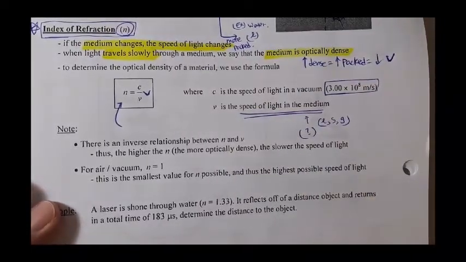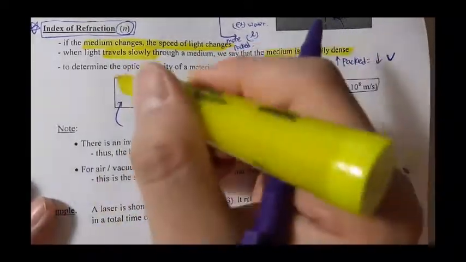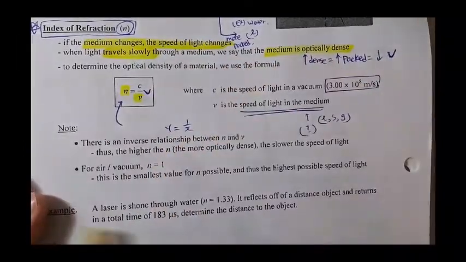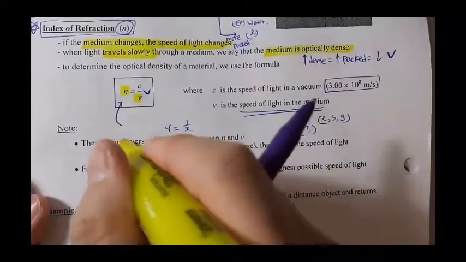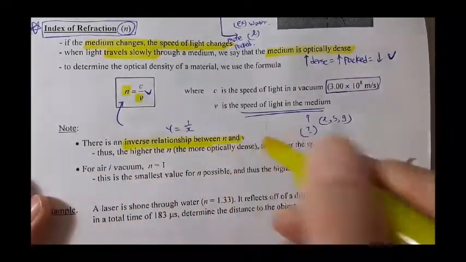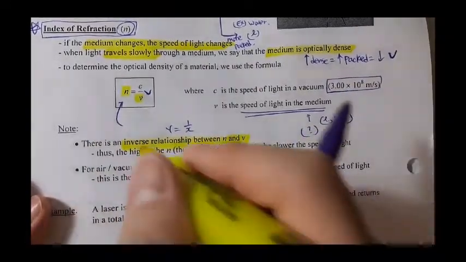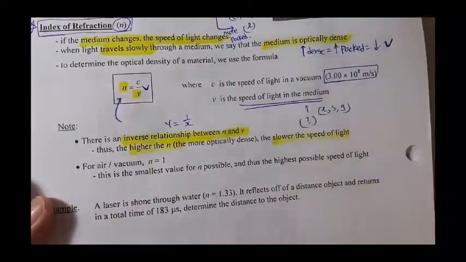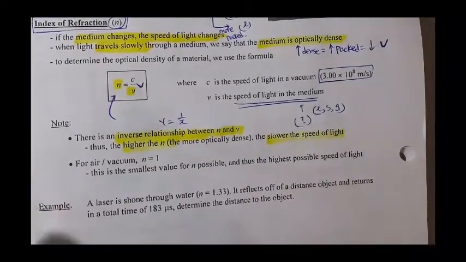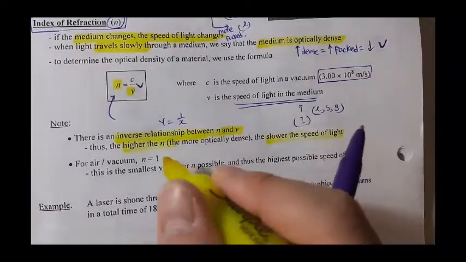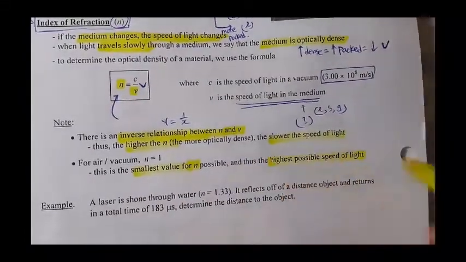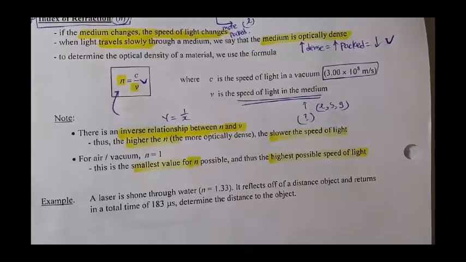There is an inverse relationship between n and v, because as you may notice, this is a y equals 1 over x situation. So it's an inverse relationship. That means if I have a higher value of n, then it's more dense, so the speed will slow down. For air, n is 1, the smallest value of n possible, thus the highest possible speed of light is achieved. So keep that in mind.